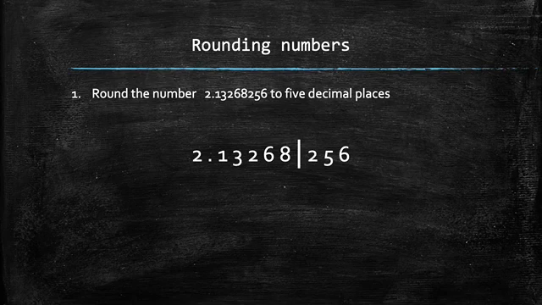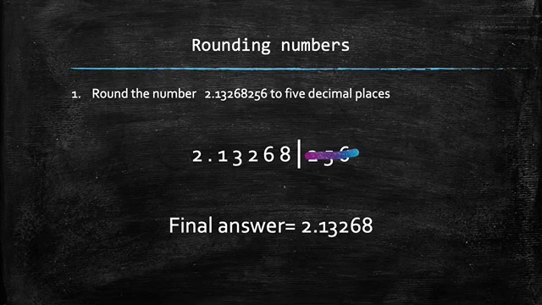Since 2 is less than 5, I won't round the 8 up. That is, I will leave the 8 as it is. In addition, I will delete the digits after the 8. Then our final answer, rounded to 5 places, is 2.13268. Let's try another example.